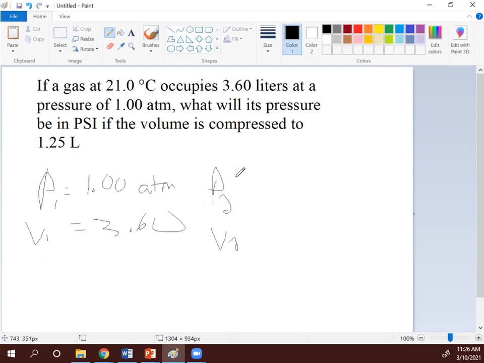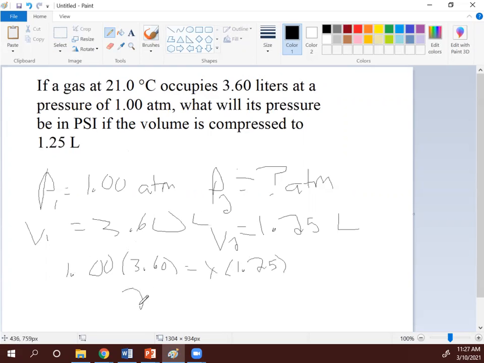You don't know. What unit is my P2 going to be in? ATM. What's my V2? 1.25 liters. So you're going to expect the pressure to go up by almost a factor of 3, correct? So 1.00. The point to make is that 21 degrees Celsius has no bearing on this problem. Times 3.60 equals X times 1.25.